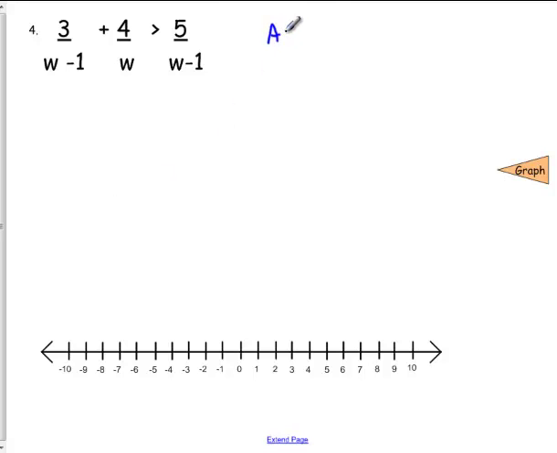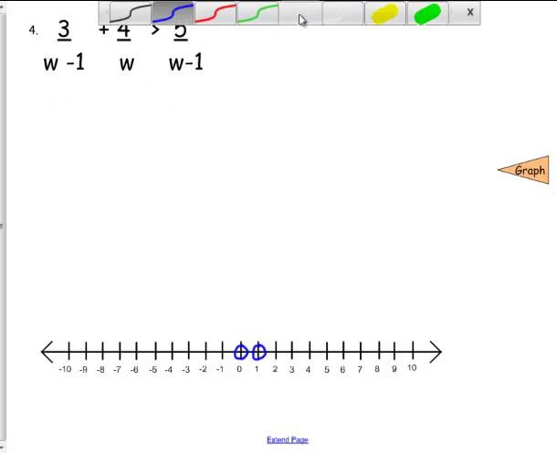Okay, my asymptotes. w minus 1 cannot equal 0, so w cannot equal 1. w cannot equal 0, and right here, w cannot equal 1. So 1 and 0, I've got problems at. All right, let's solve this problem.